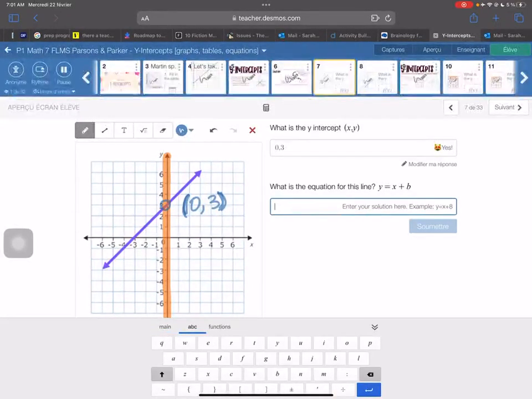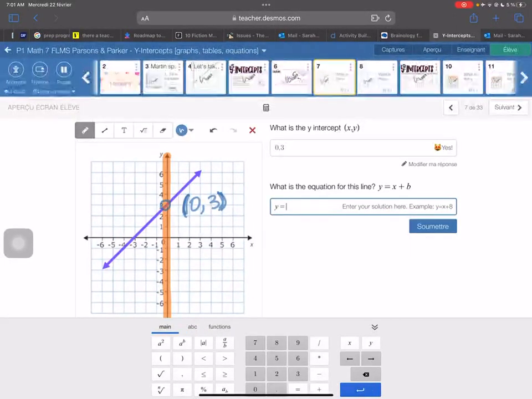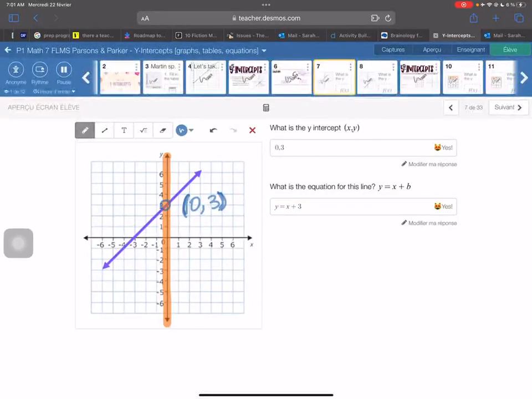So I'm going to type it in as y equals, my slope is 1, so there's a secret 1x right there, plus, and then my y-intercept is 3, where b, remember that b equals the y-intercept.